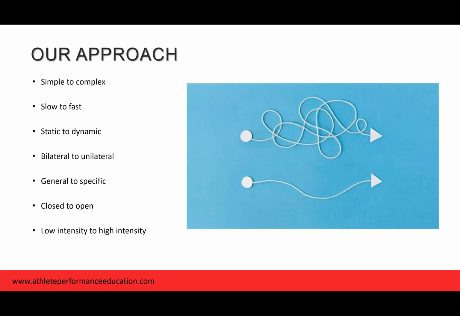How do we do that? Simple. We want to start simple to complex, slow to fast, static to dynamic, bilateral to unilateral, general to specific, closed to open, and low intensity to high intensity. So whenever we're making an exercise progression or a change to their program, we are working within the bandwidths of these variable factors. We are starting simple, we are building to complex. We need to be achievable for them, and then we need to challenge that ability to execute.